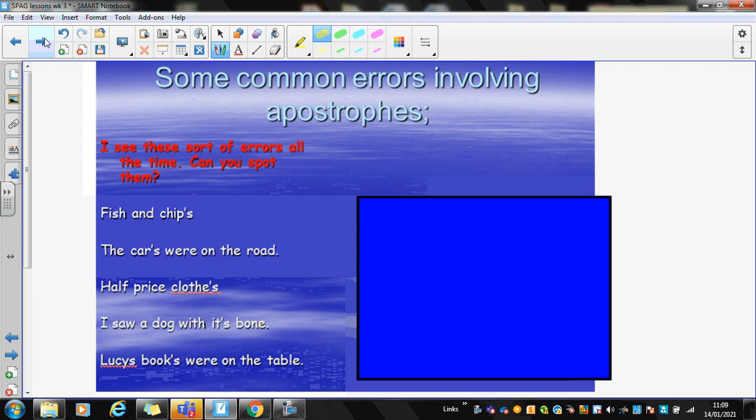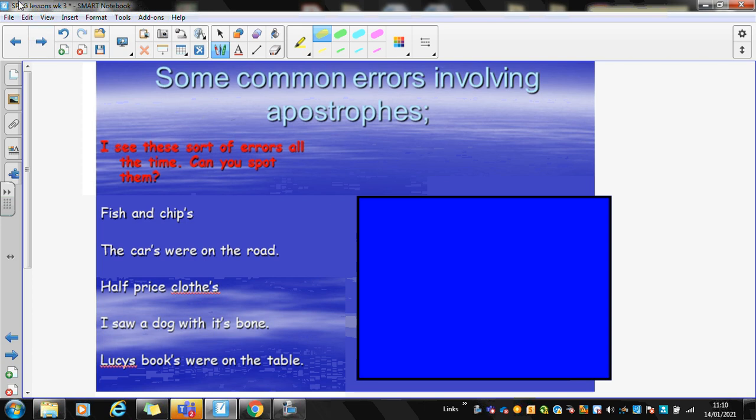Okay. Have a little try with these tasks. There are some errors. Can you spot them? We've got fish and chips. The cars were on the road. Half-price clothes. I saw a dog with its bone. Lucy's books were on the table. Very tricky, these, actually. See if you can figure out what's wrong each time.